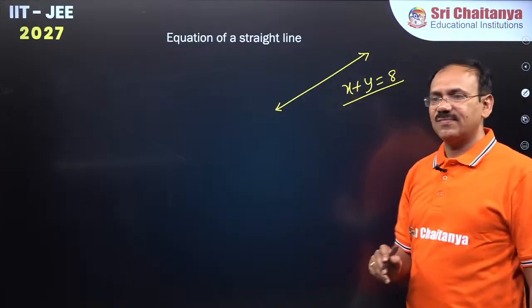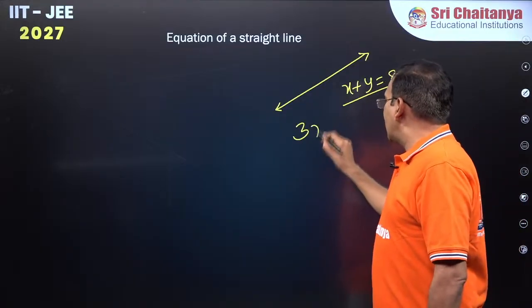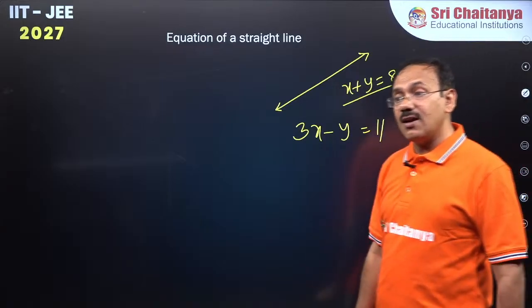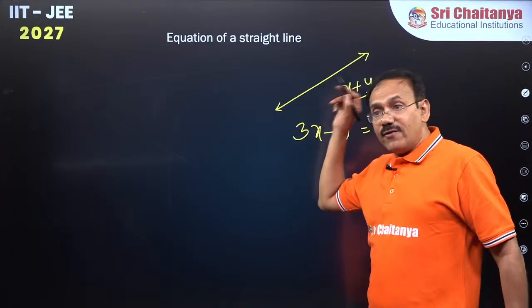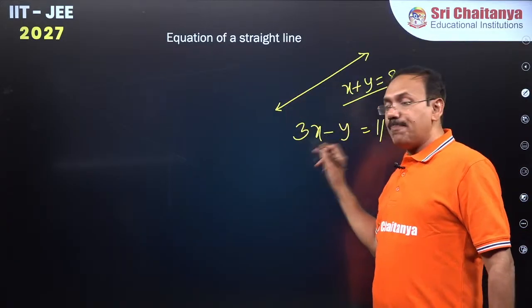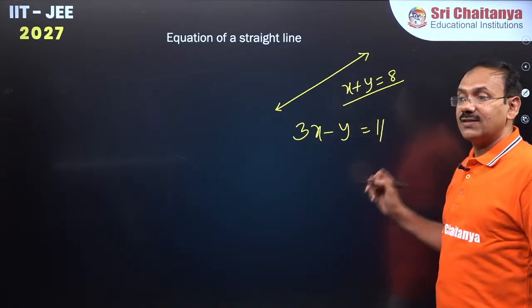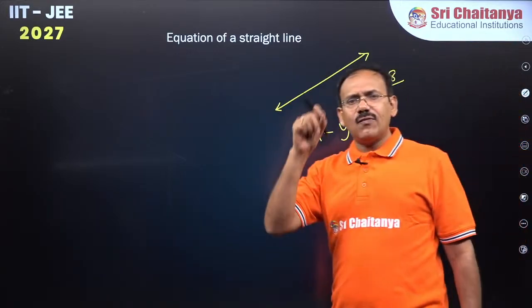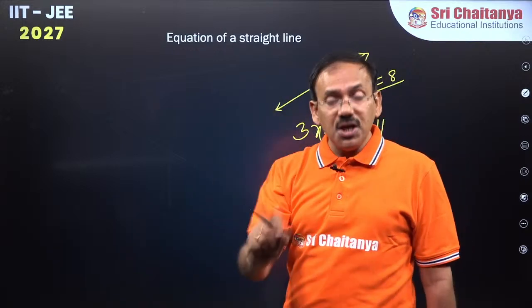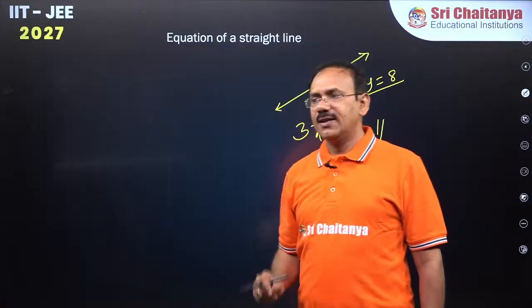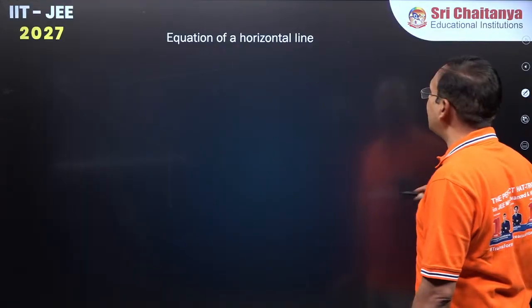That is the meaning. If I say the equation of this line is 3x minus y is equal to 11, the meaning of this is, for every point on the line, triple of x coordinate subtracted by y coordinate gives the number 11. That is the meaning. Finding equation of a line means you need to find some condition satisfied by each and every point on the line. That is what equation of a line is.